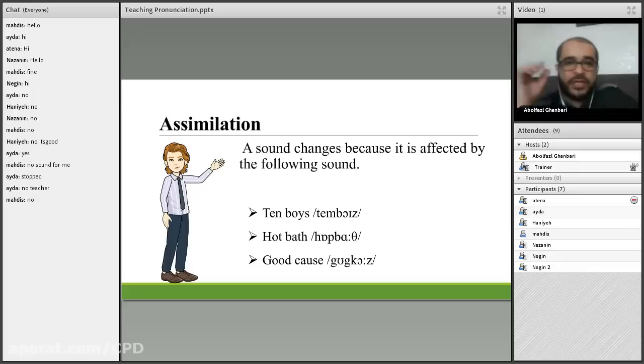In assimilation, a sound changes because it is affected by the following sounds. We change the sounds. For example, ten boys. We do not say ten boys, we say tem boys. Hot bath. We do not say hot bath, we say hop bath. Or good cause. These are assimilation.